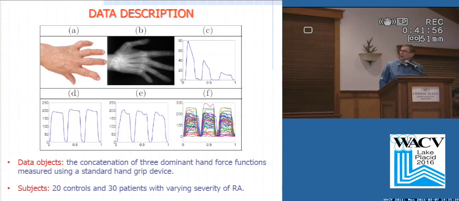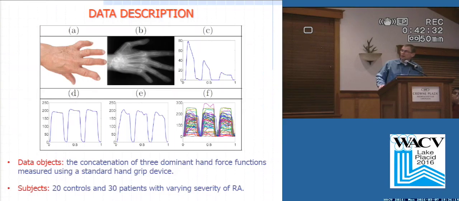This shows the data that we have. Essentially, what we have for each patient are three functions. They're the result of three different tests where the hand force function for the patient was recorded. This was done using a standard hand grip device, so these tests were fairly cheap and fairly quick. And essentially, we concatenated these functions into one data object for each person. The top row shows a case of severe arthritis. So this diagnosis is very easy.